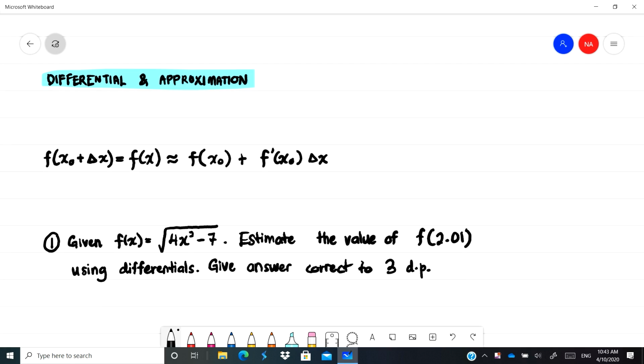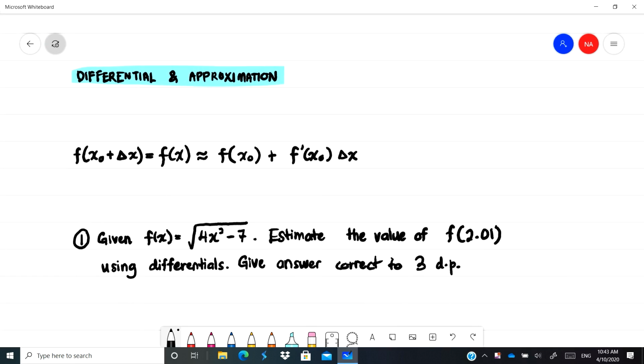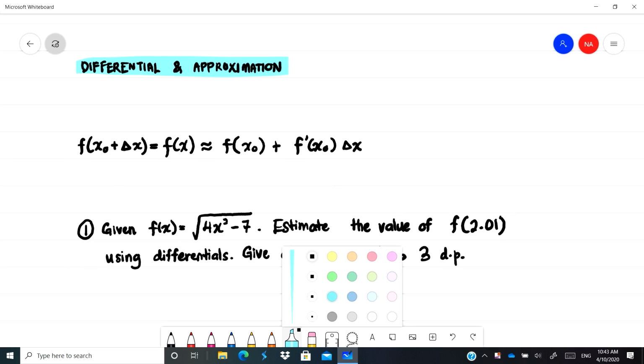In this video I'm going to show you differentials and approximation, which is one of the applications of derivatives or differentiation. Firstly, you have to know the formula for the differential approximation. Suppose we have f(x), which is f(x0 + Δx), where Δx is the small change of x0.